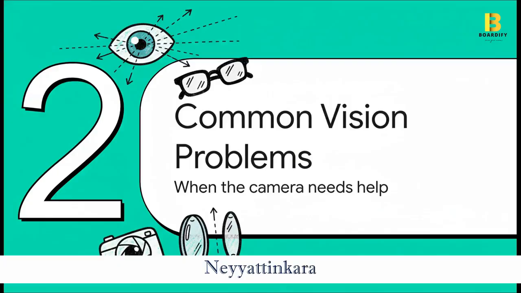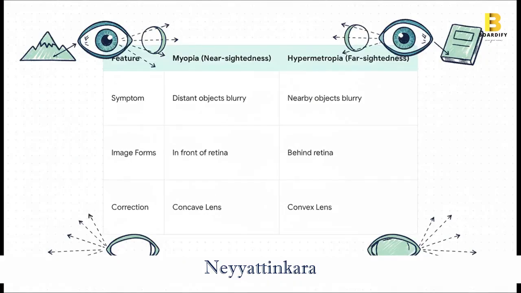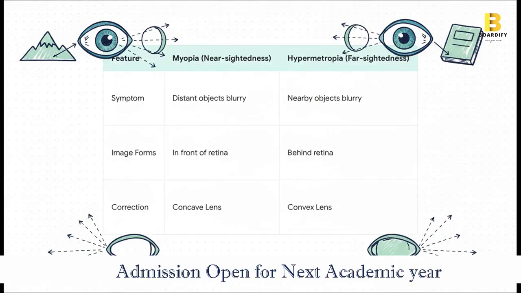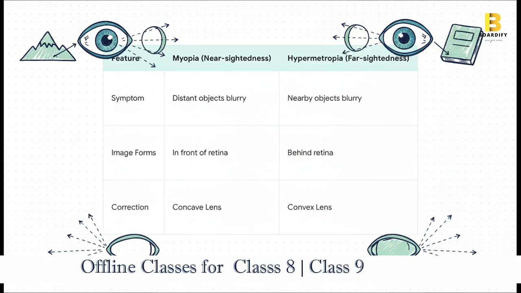Well, that brings us to our next section, common vision problems, and how we use the principles of optics to fix them. Okay. This table right here, this is your absolute best friend for revising vision defects. Let's break it down real quick. First, myopia, also known as near-sightedness. Distant objects are blurry. Why? Because the image forms in front of the retina. The fix is a concave lens.